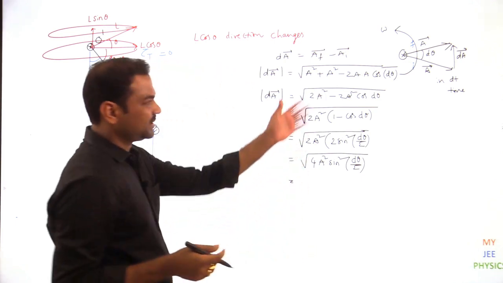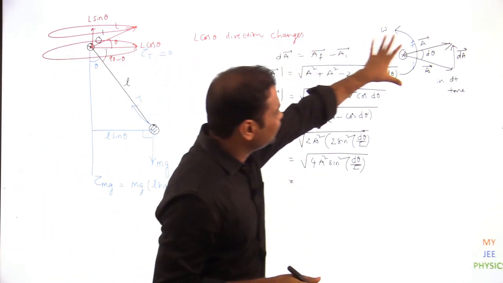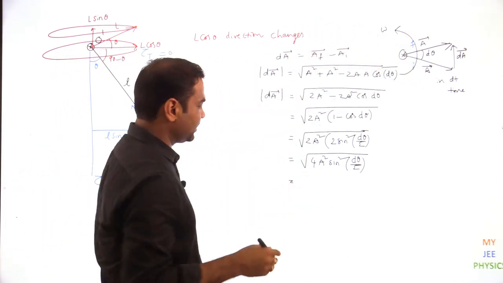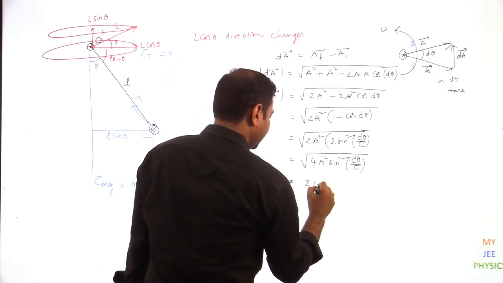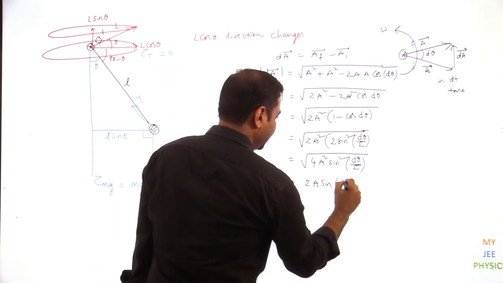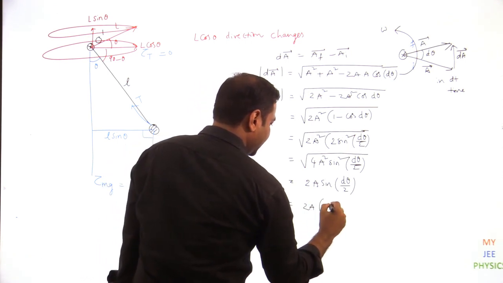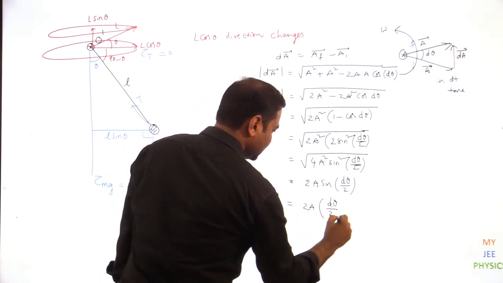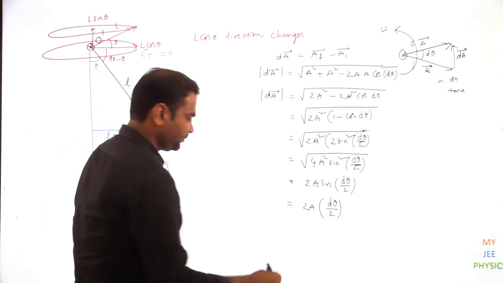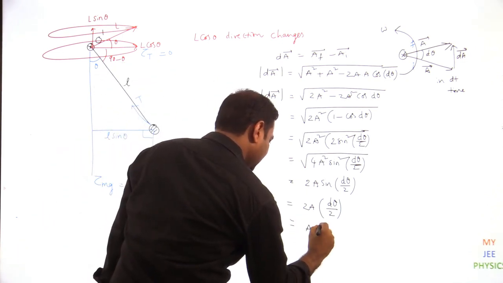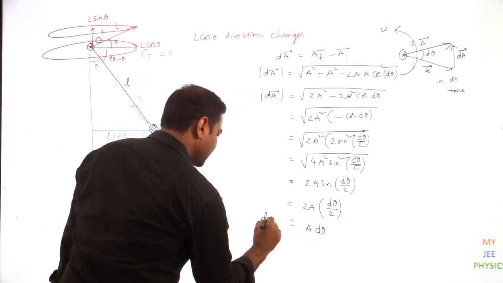So little mathematics, it's simple mathematics only. Try to understand this logic. The remaining is mathematics. So I'll get finally 2a sin d theta by 2. As the angle is very small, I can write 2a into d theta by 2, since sin theta is approximately theta. So then I'll get a into d theta, which is the magnitude of dA bar.